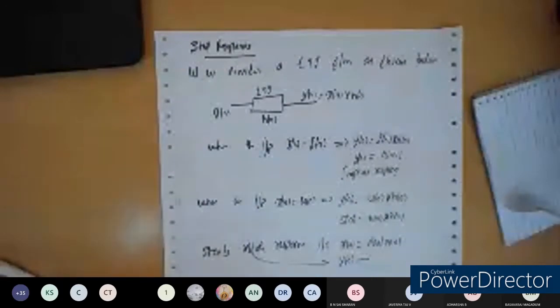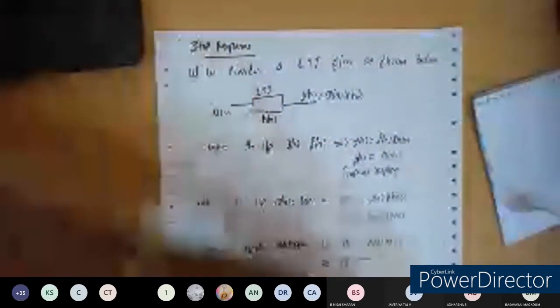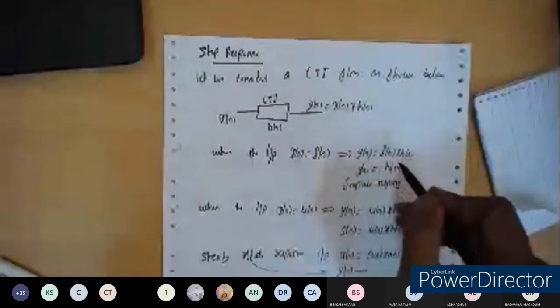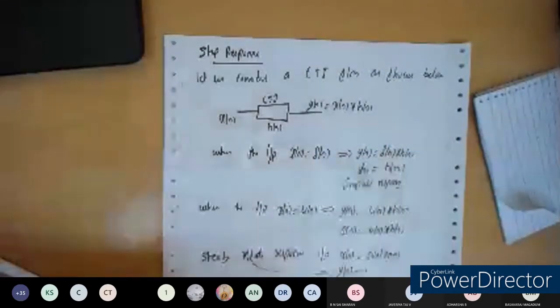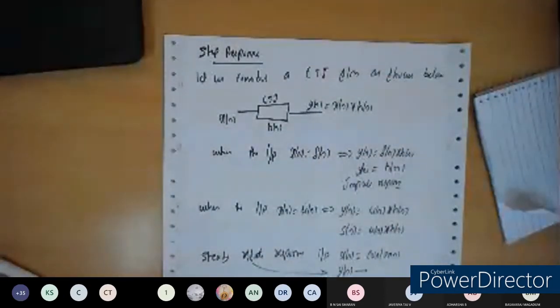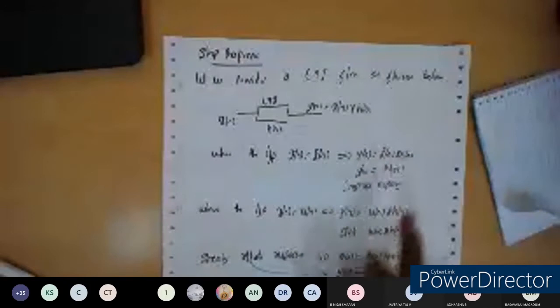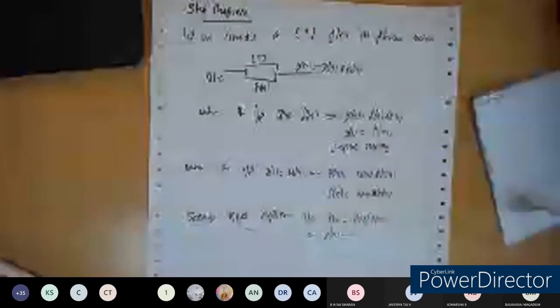When the input x of n is equal to delta of n, then y of n is equal to delta of n convolution with h of n, so y of n is equal to h of n. Okay, it's called the impulse response. So this is called the impulse response.